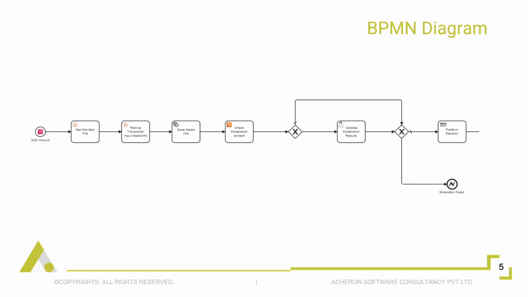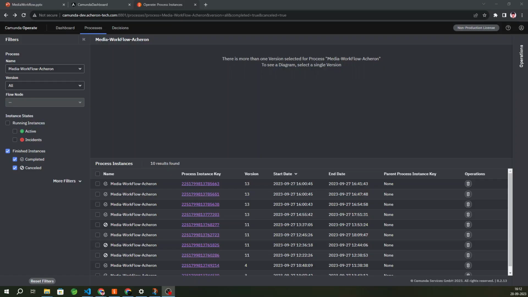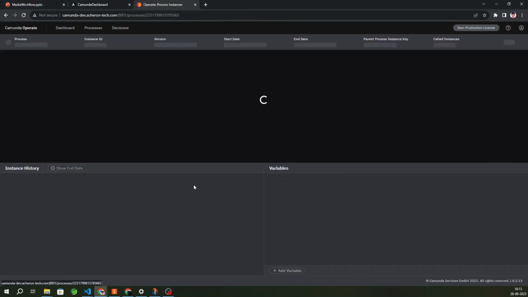I'm going to explain this process diagram inside the Operate with a process instance. So there is continuation for this diagram, so I have separated it for showing it in the demo. Let's go into Operate process instance and we'll see this. I'm in Operate, so as you can see that I have selected my media workflow process. I have actually completed this process instance. I'm gonna show it to you by taking one process instance.